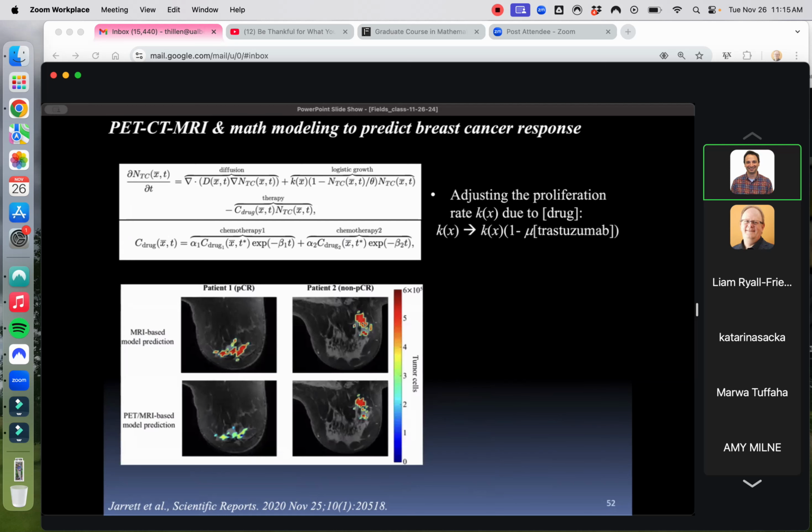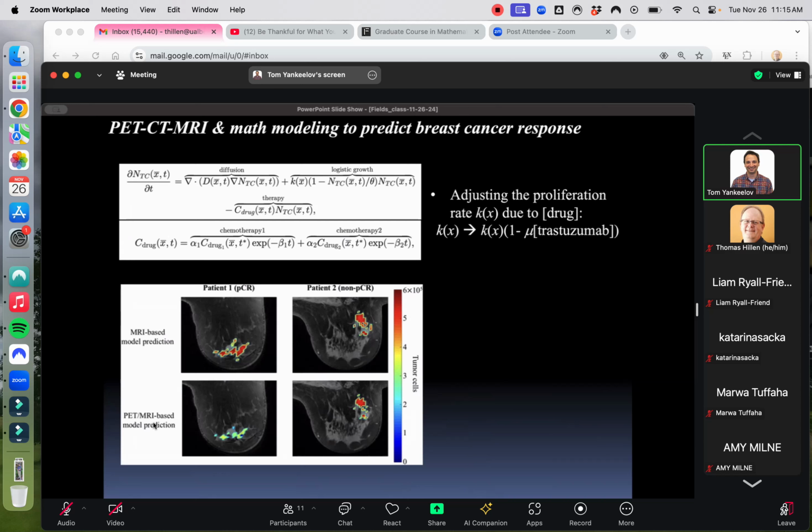All right, and so this is what we're coming up with. This is the MRI-based model prediction. Here's the PET MRI-based. This is just using the MRI. This is using the PET and the MRI, and you can see that they're different because we're using different data types. And then here's the non-responder, and there's more similarity, although in both cases the extent of the disease is less in the PET MRI data.